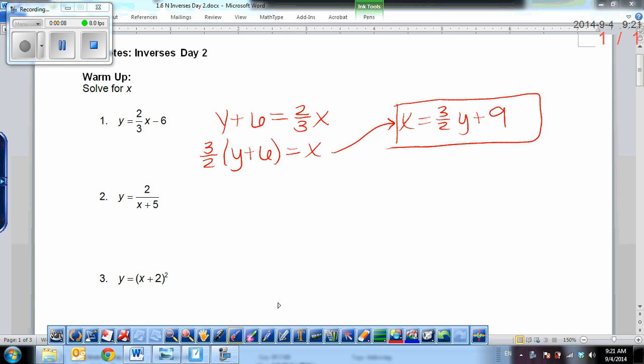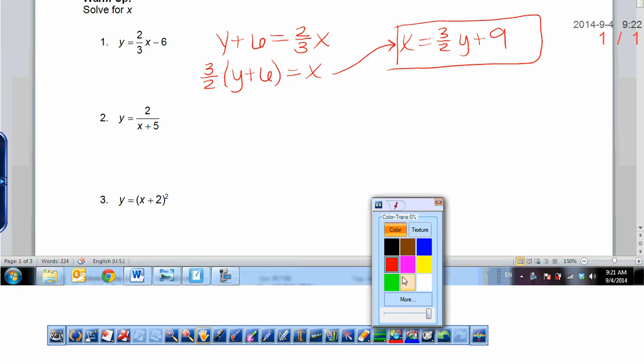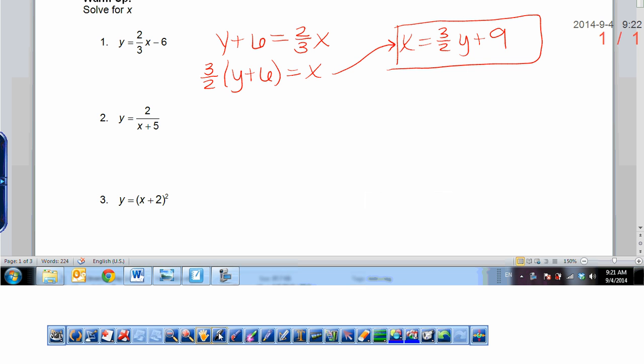Okay, look at number 2. y equals 2 over x plus 5. The first thing I would do here is multiply both sides by my denominator. So I kind of think of this as being in parentheses. And then if I multiply both sides, I'm going to have y times x plus 5 is equal to 2. Now don't distribute that. If you distribute that, it gets really tricky. Okay, think about like we're kind of cross multiplying here, right? y times x plus 5 and 2 times 1.